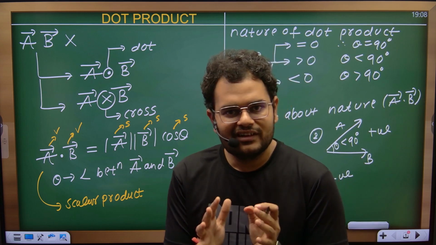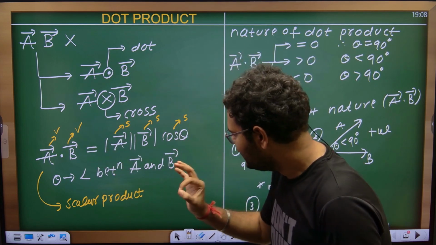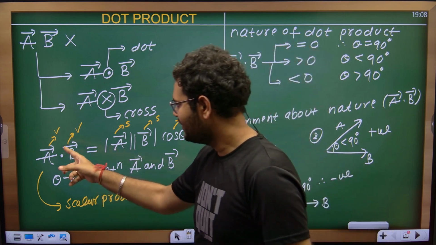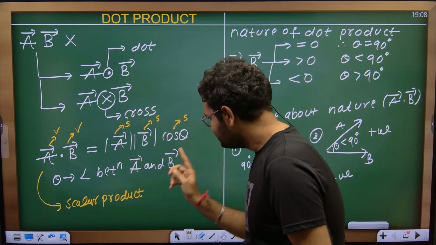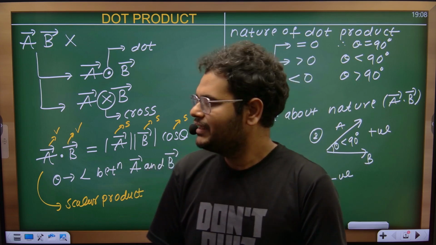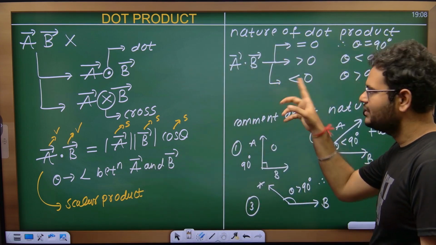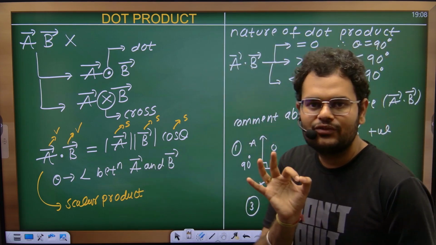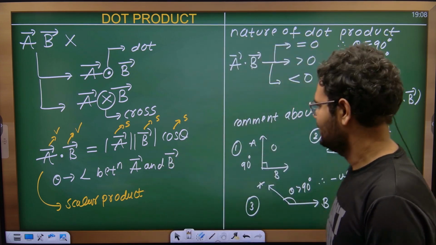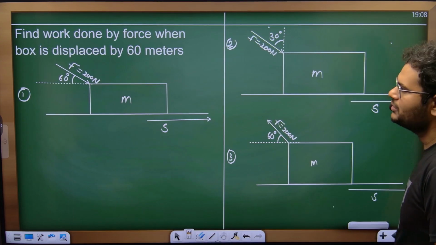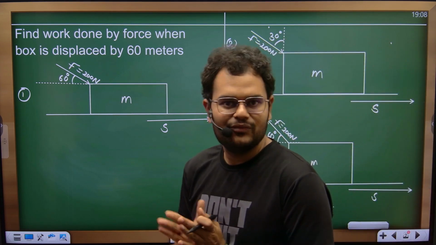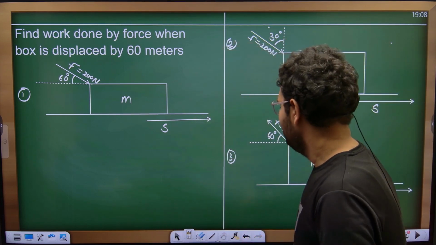What we have learned in this slide, very basic thing, dot product is always between 2 vectors. It is a scalar product because its result is a scalar quantity. Then we have learned about 3 conditions about nature of dot product: when it is 0, when greater than 0, and when less than 0. Let's learn some more things. Okay, before that, let us solve some examples. Can we solve it? Let's check.